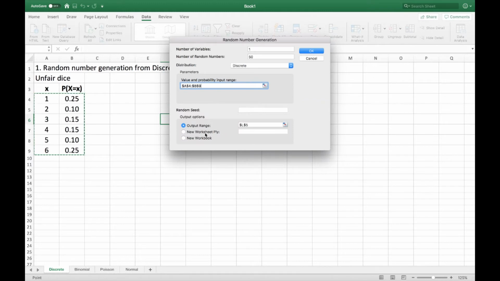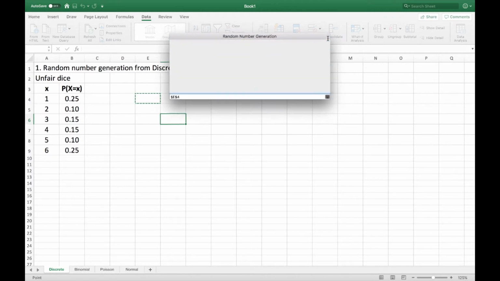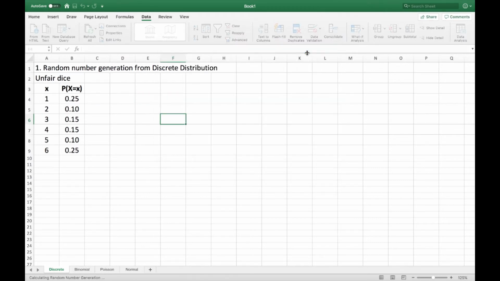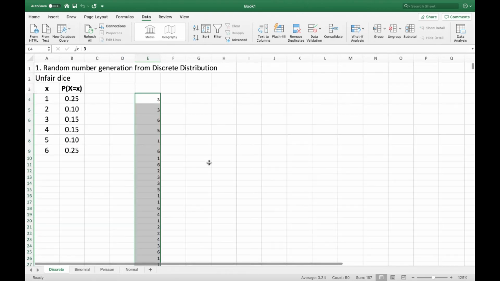So we need to choose the input range. Okay, and I'd like to do the output from the first sheet. So I choose this column and then click OK. So here are all the numbers that were generated.